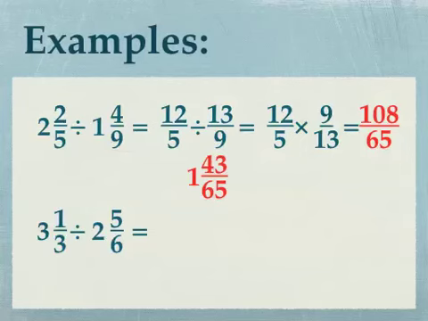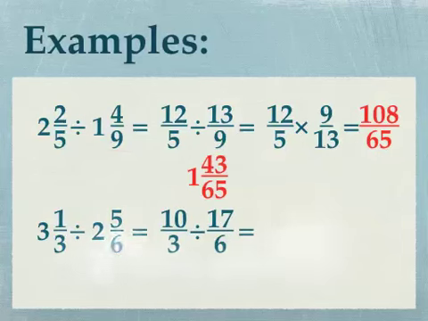The next example says 3 and 1/3 divided by 2 and 5/6. Remember, before I can multiply by the reciprocal, I have to change both mixed numbers to improper fractions. To change 3 and 1/3 to an improper fraction, 3 times 3 is 9, plus 1 is 10. Leave your denominator the same, so I have 10 over 3. And then 2 and 5/6, we do 6 times 2 is 12, plus 5 is 17 over 6. I have not flipped anything, so I am still dividing these two fractions.